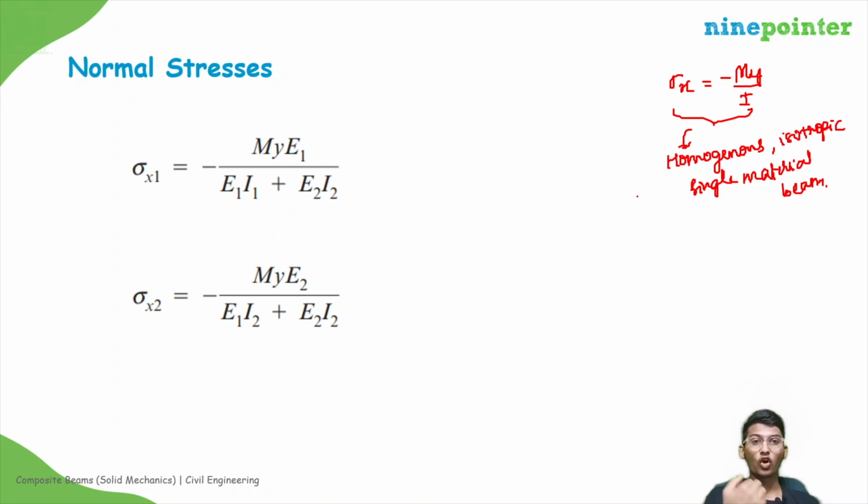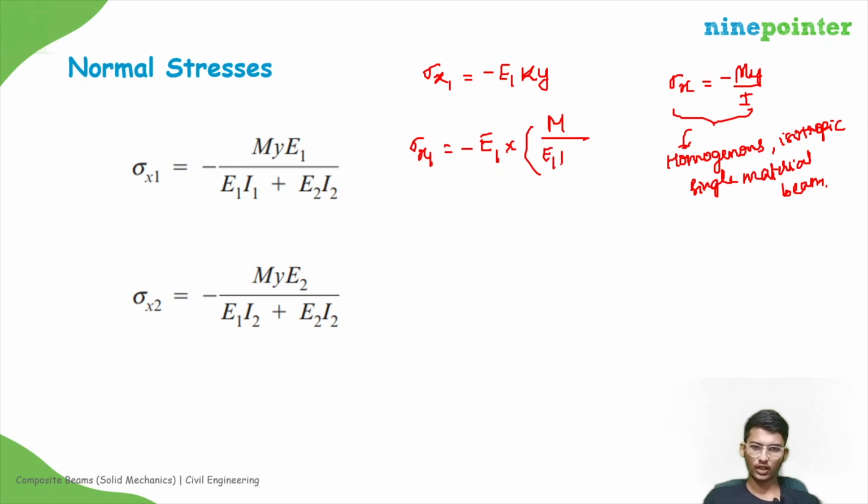So now we are going to derive normal stresses for composite beam. For material 1, we know that sigma x1 is equal to minus E1 kappa into y. What is the kappa? We already derived the value of kappa, that is M divided by E1 I1 plus E2 I2, into y. So from this we get sigma x1 is equal to minus M y E1 divided by E1 I1 plus E2 I2.